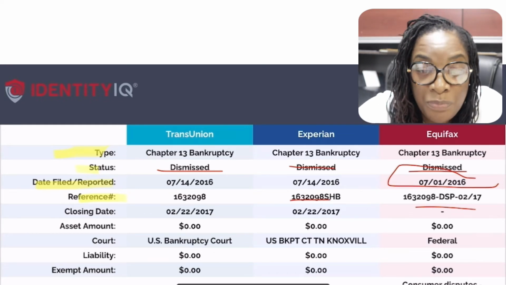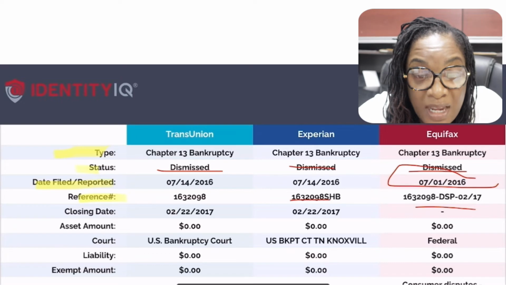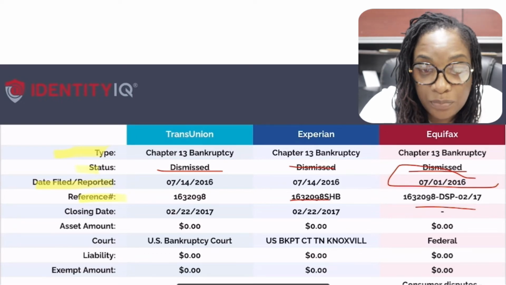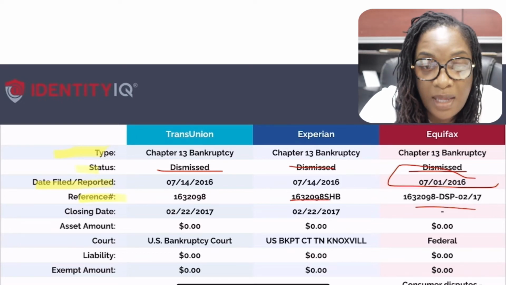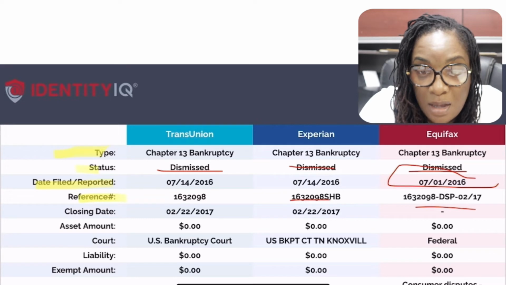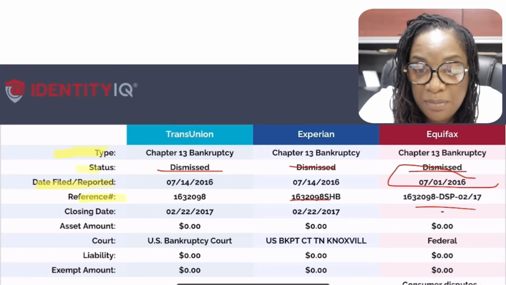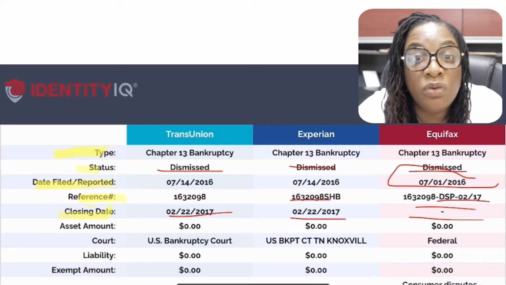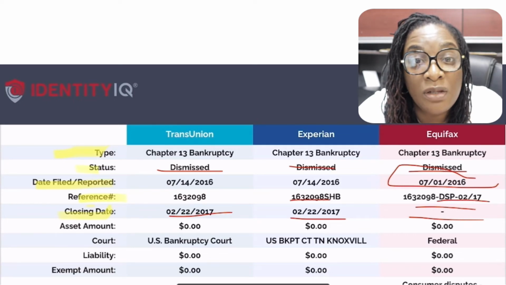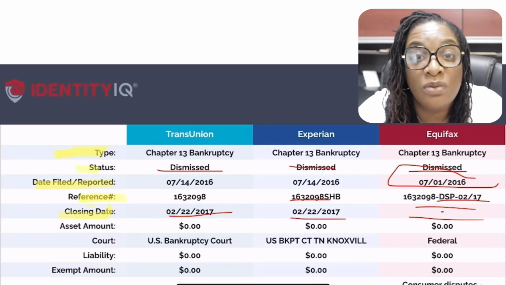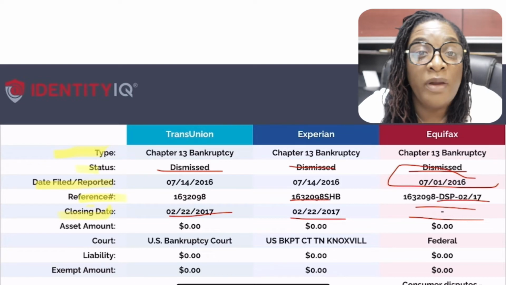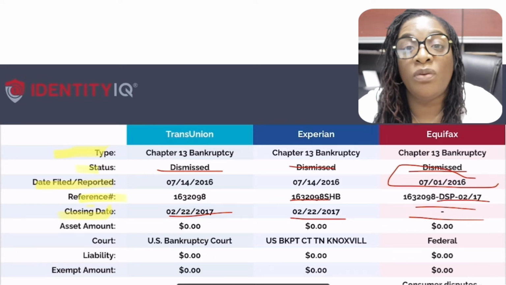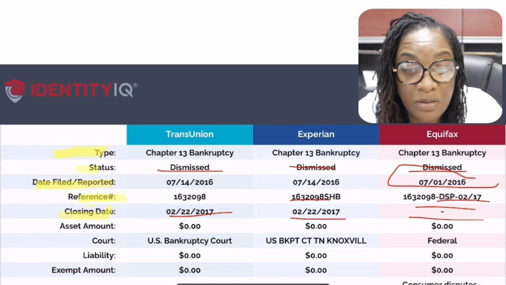Okay, and so we'll go down to closing date now. And as you can see, TransUnion, Experian, they have the closing date. You will know if it's the correct closing date according to what's on your bankruptcy paperwork, or if you go log into Pacer and look up your account.